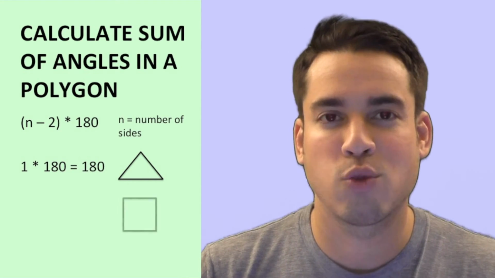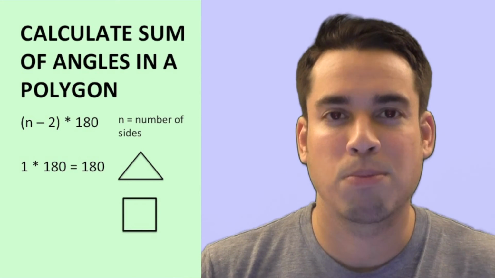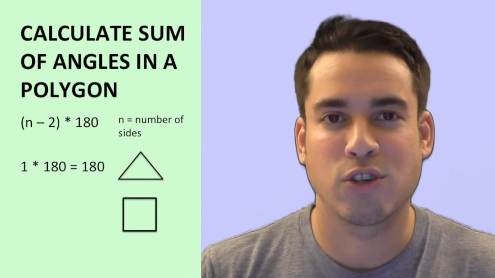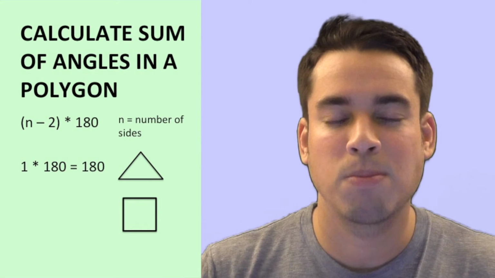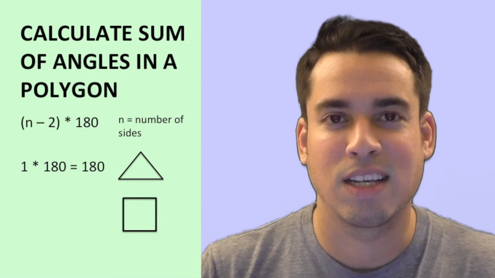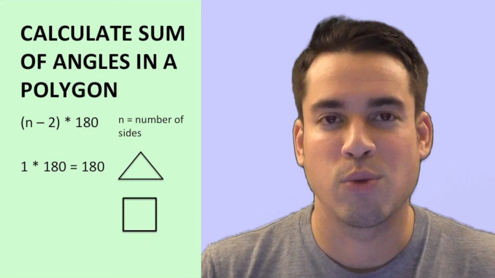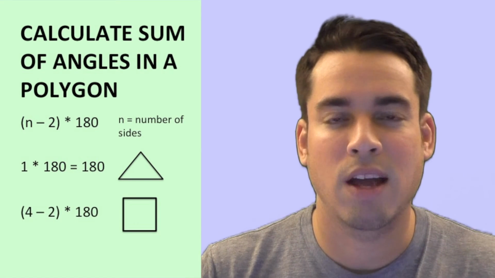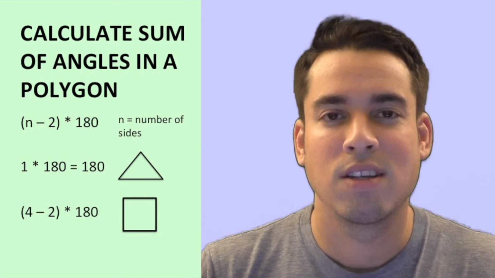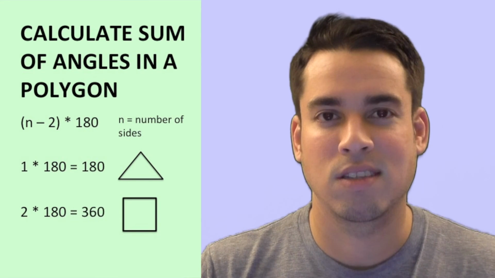Now let's try a square. A square has 4 angles, and we're talking about a perfect square, so all the angles are 90 degrees. If you add up all the angles, 90 plus 90 plus 90 plus 90, that gives us 360. Now let's use the equation. We have 4 sides, so 4 goes in for n, minus 2, and that gives us 2, times 180, and we get 360.